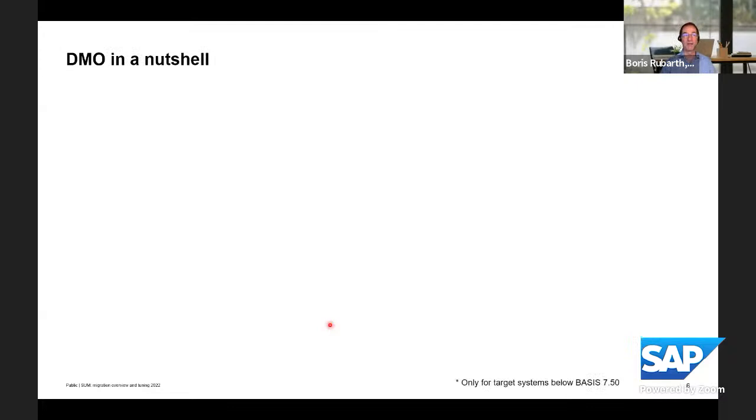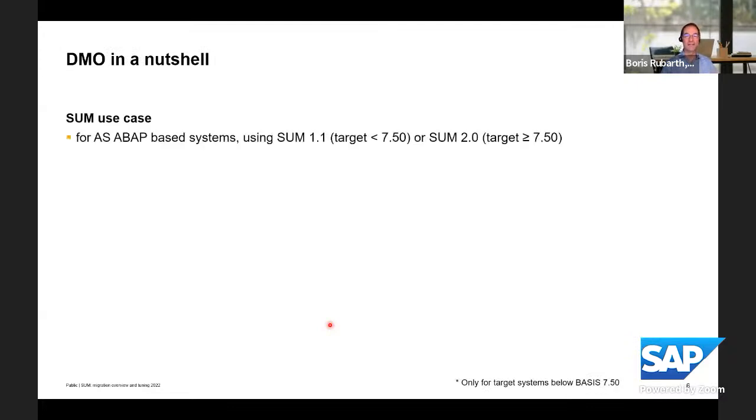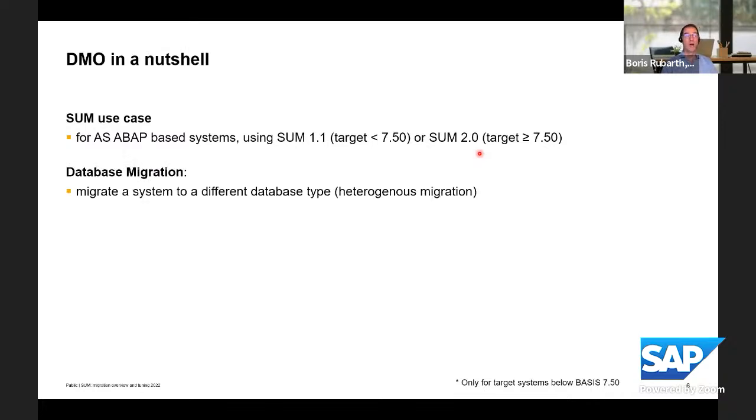DMO, database migration option, in a nutshell, it's a use case of the Software Update Manager. It is offered for ABAP-based systems only. The tool as such, SUM 1.0, for example, can handle scenarios for both ABAP or Java-based systems, but a database migration option is offered for ABAP-based systems only for both these two versions that we currently offer. The database migration as such is migrating a system to a different database type.